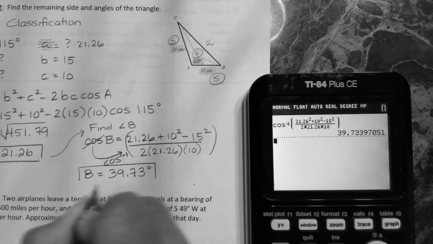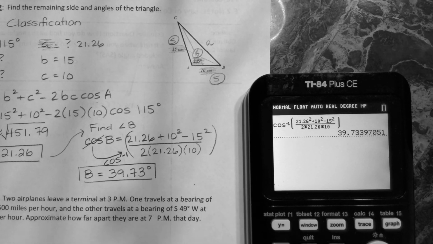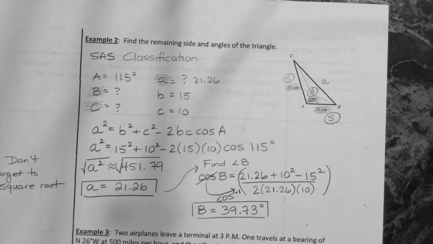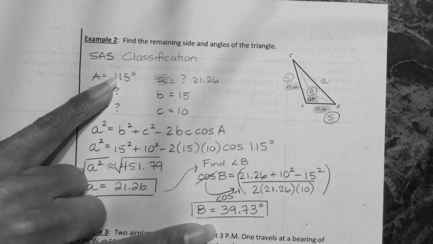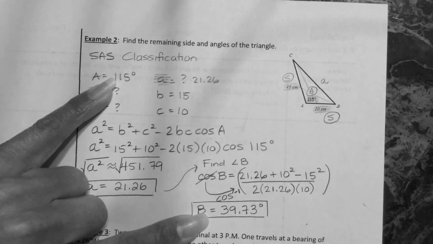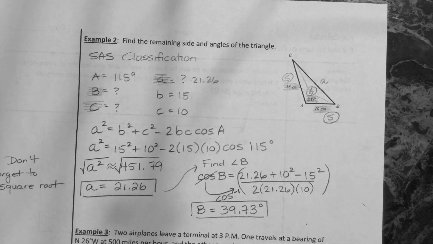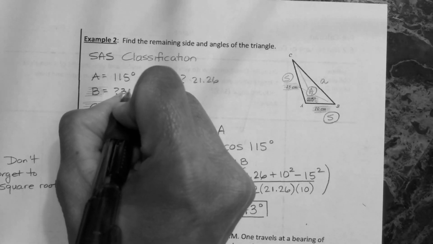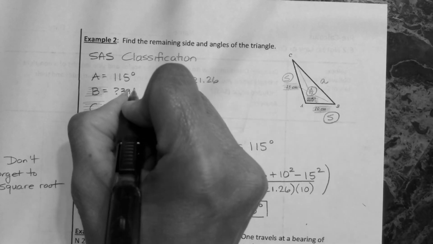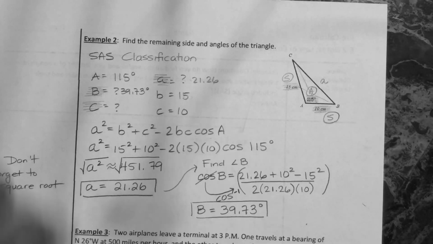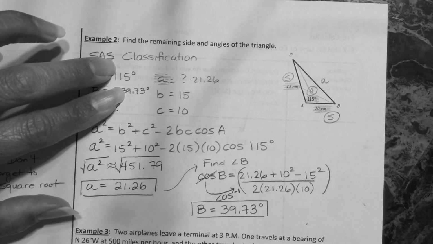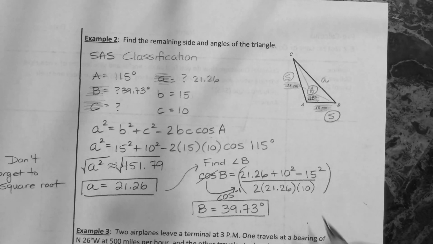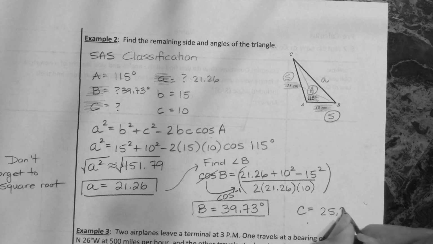And guess what? Since you now have 2 angles, it's super easy to find the third. So B was 39.73 degrees. So let us add those 2 angles and subtract from 180. And when you do that, your C value ends up being 25.7 degrees.